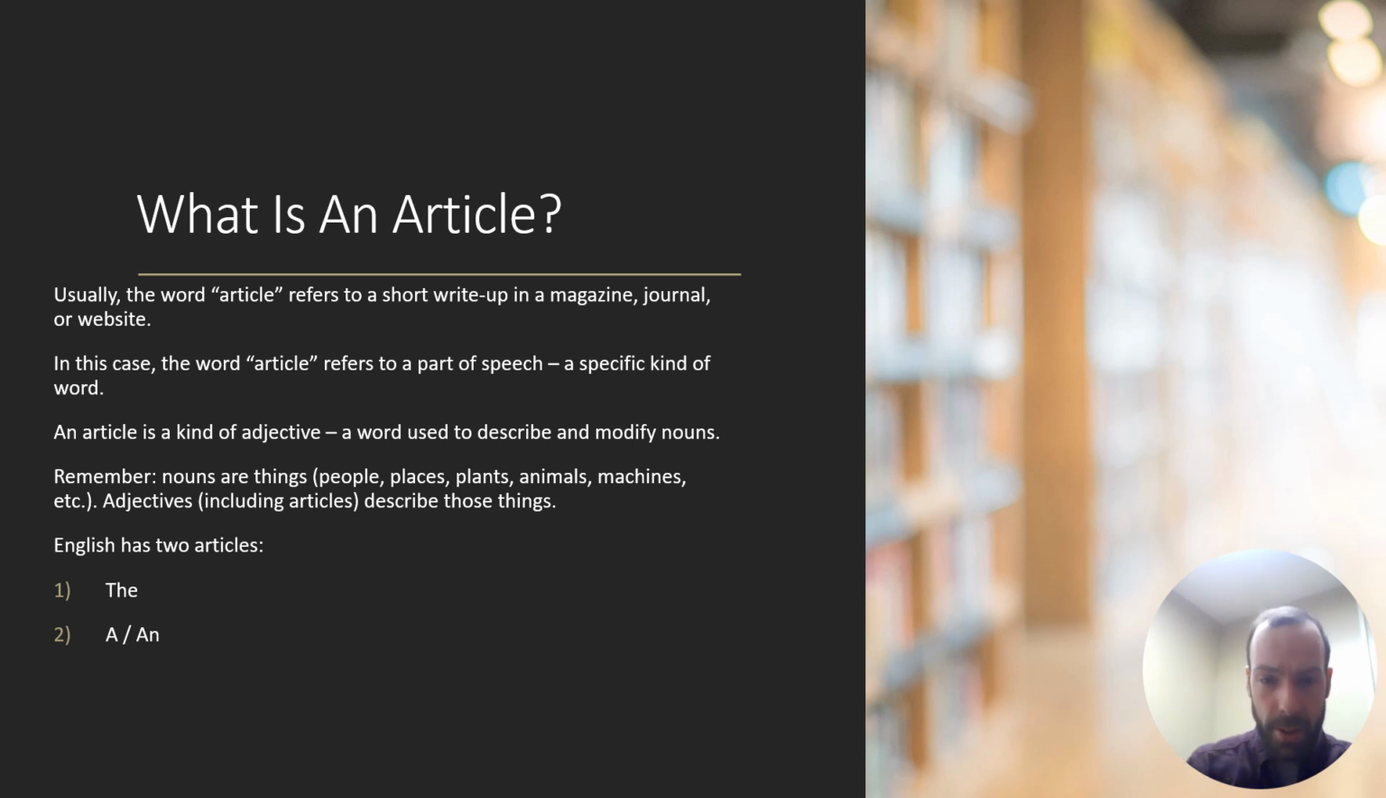English has two articles. The first article is the word the. The second article is the word a or an. They're very small. They're very common. We use them a lot. And they can be tricky, especially for people just learning English, because not every language has these little words called articles. So let's find out what they do and why we have them.